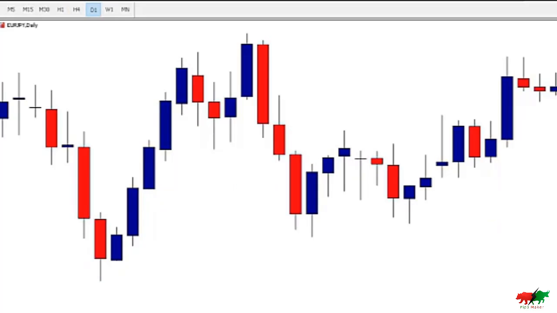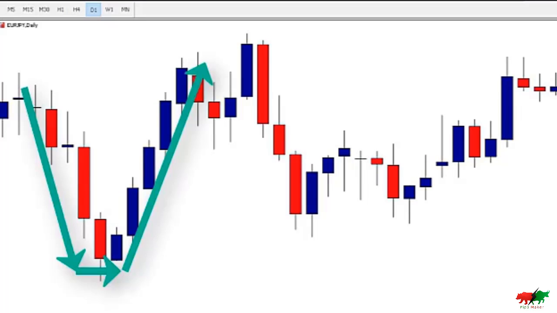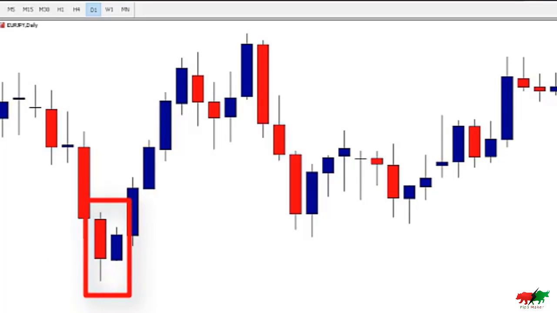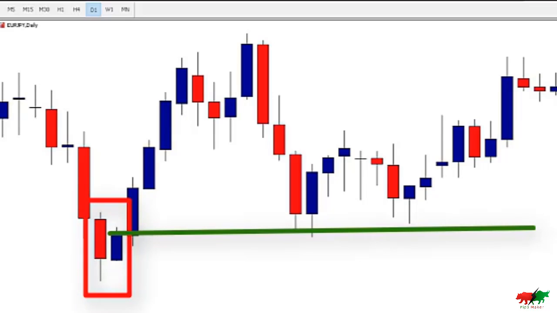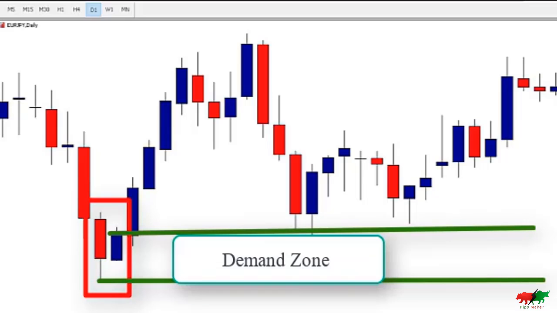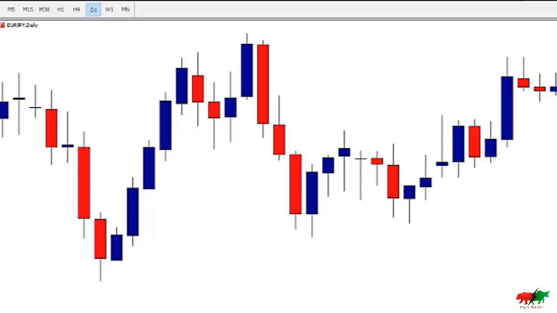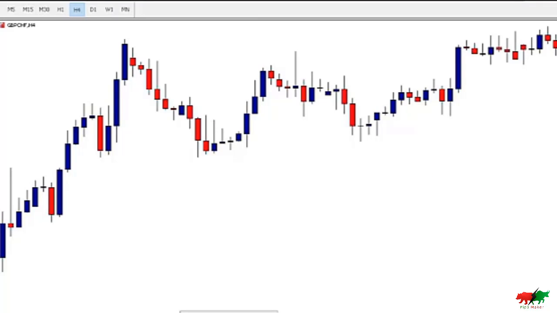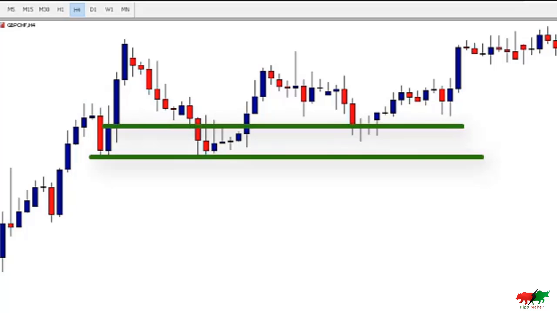This is the Euro JPY daily chart, and this is the drop, base, rally demand zone. This is the inside bar basing candle. So as we did in the previous example, we draw the proximal line at the close of the inside bar and the distal line at the lower shadow of the mother bar. Alright, look at another example. This is the Pound Swiss Franc four-hour chart, and this is a rally, base, rally demand zone. So this is an inside bar that was formed as a basing candle. So we draw the proximal line at the close of the inside bar and the distal line at the lower shadow of the mother bar.